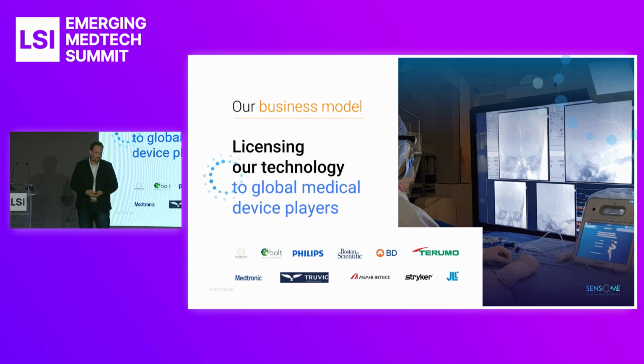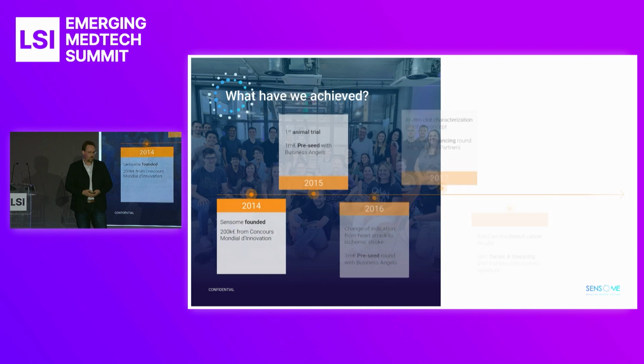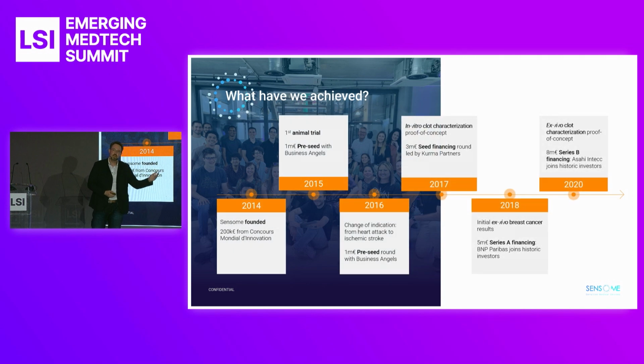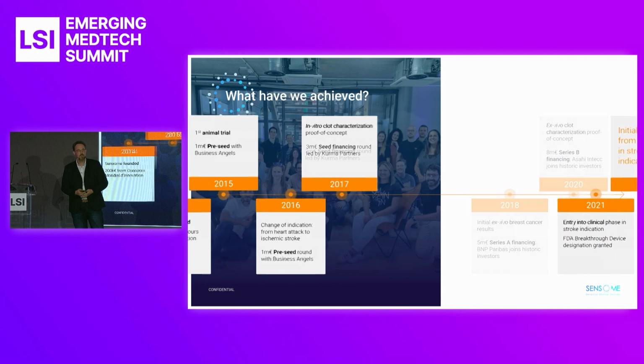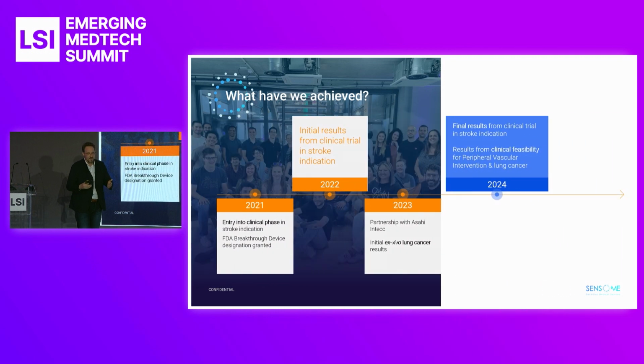The business model, the way that we actually capture this value, is by licensing this technology to these global players. And so, since 2014, we've been building this technology from the ground up, going from in vitro to ex vivo, all the way into patients. The good thing is that we are expecting to have the results of our first-in-man trial early next year, and at the same time are about to launch 2 new studies looking at the feasibility of our technology in the peripheral and in the cancer indication.